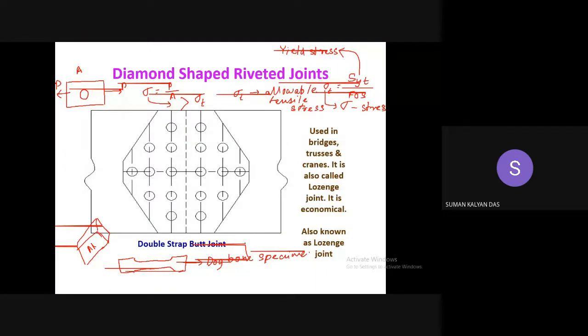So dog bone specimen, and this is how the dog bone specimen is manufactured. Are you aware of how you get the dimensions for manufacturing a dog bone specimen? There is a standard which is known as ASTM standard. Are you aware of this ASTM? Have you heard of this?